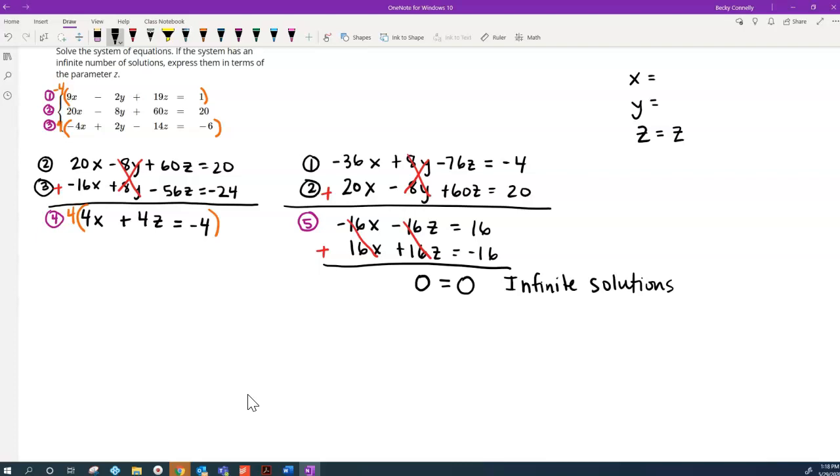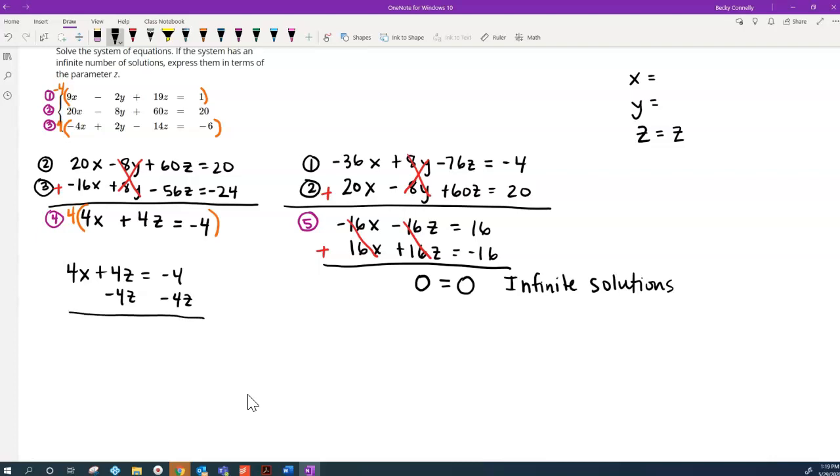Well, to figure out what x is, I could go back to equation number 4 and just solve that for x. Because remember, equation 4 and equation 5 were really the same thing. It was just, one was a multiple of the other. And so I can take this equation. It didn't matter whether I went with 4 or 5. I'd still get the same thing in the end. But I'm going to take it and solve it for x. So I'm going to take that 4x plus 4z equals negative 4. And I want to solve it for x in terms of z. So I'm going to subtract my 4z over.